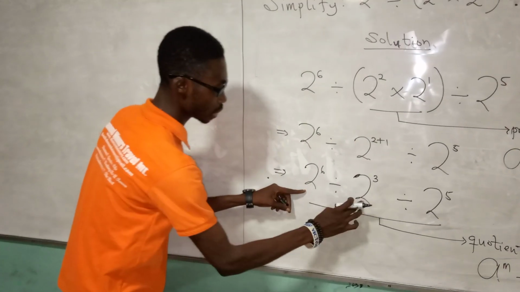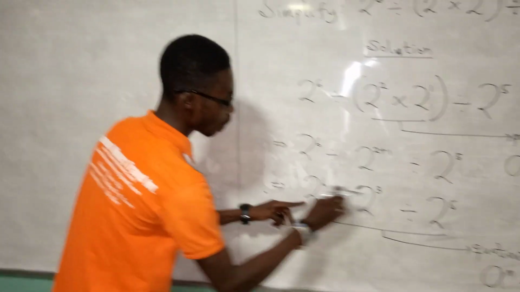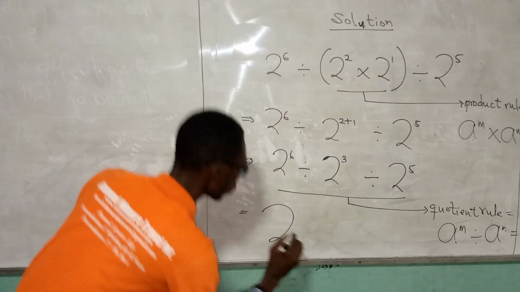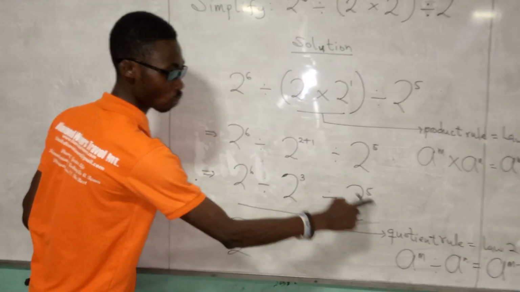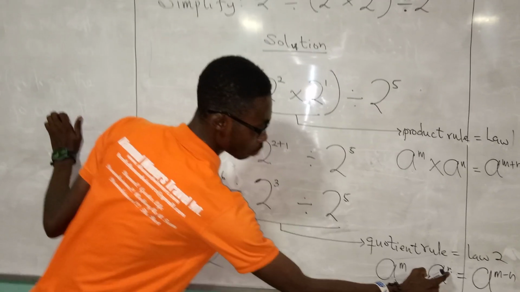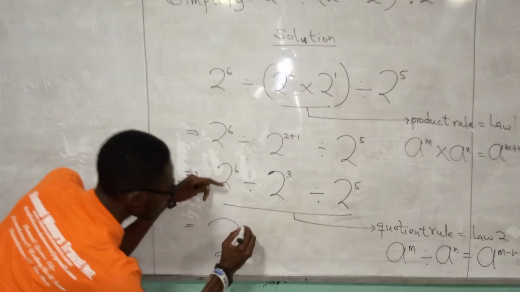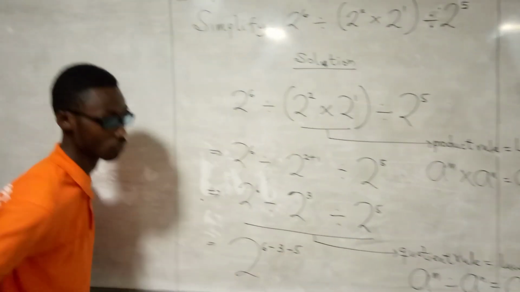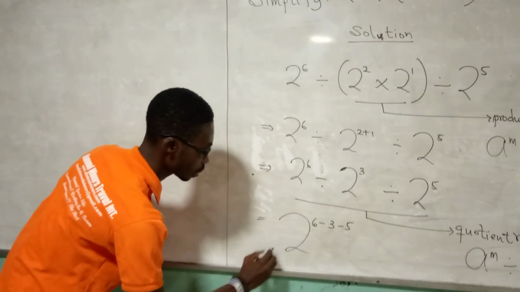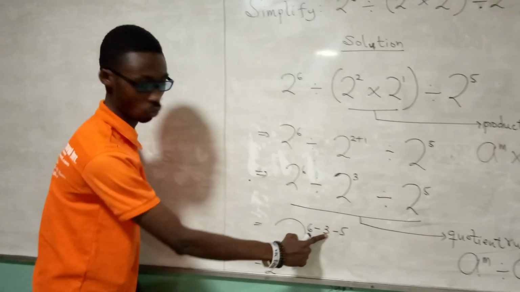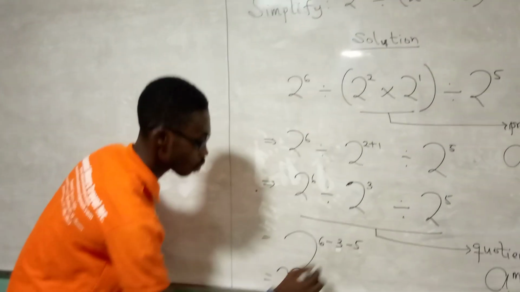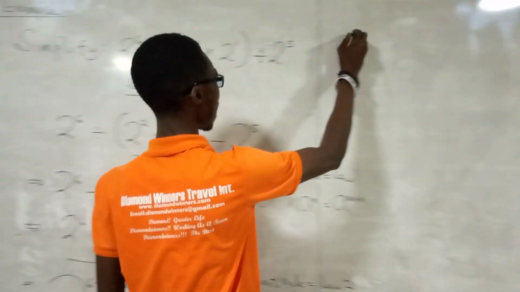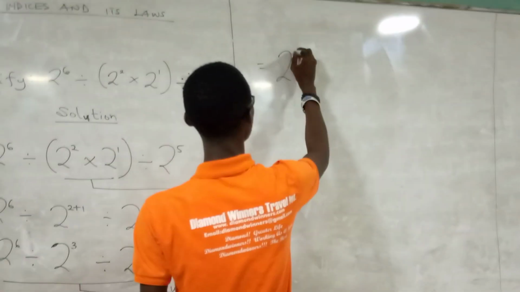So now all the bases are the same. They are all 2, 2, 2, but the powers are different. So we pick one base, and that's going to be 2 to the power, then we subtract the powers. So now we are going to have 6 minus 3 minus 5. So now let's simplify this. 6 minus 3 will give us 3. 3 minus 5 will give us negative 2. So finally, our final answer is going to be 2 to the power minus 2.